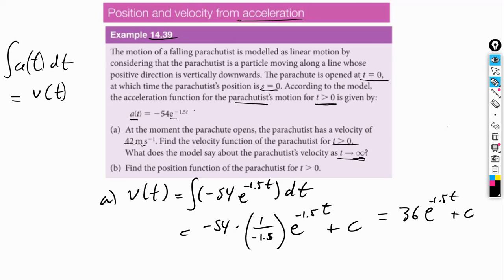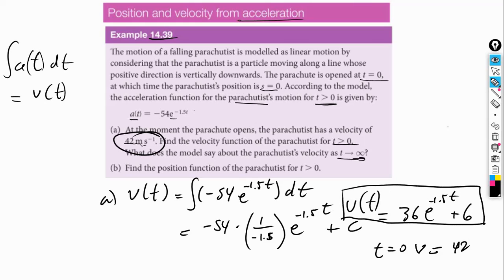plus c. But we know that at time equals 0, the velocity is 42, because they tell us that here, right? That means that c has to be found using this information. And we're going to get 42 minus 36. That's going to be 6. So c equals 6. So we might as well put that here. And there we go. So this would be the velocity function using the acceleration and integrating the acceleration, right?